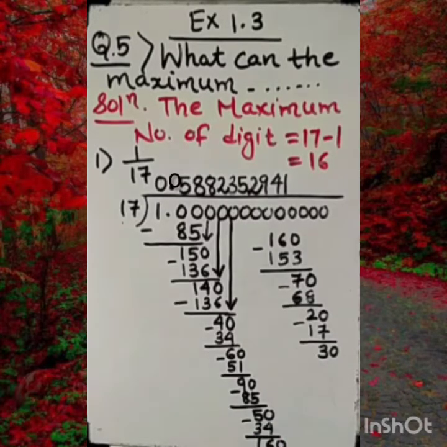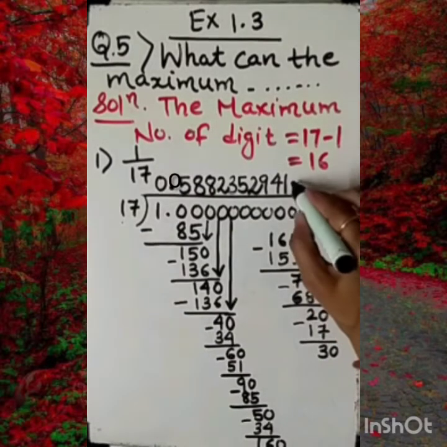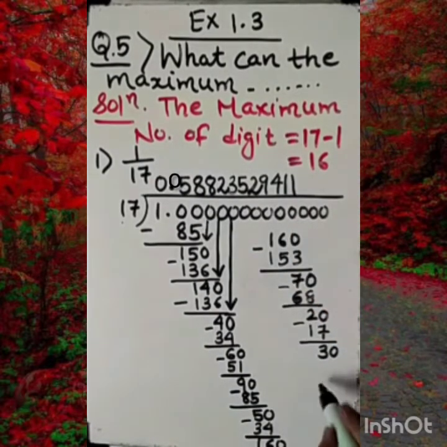So here it will be 30 now. Now again 17 1s are 17. Why? Because 17 2s are 34, which is bigger than that. And 30 minus 17 gives the result 13. 1 3 13. Let's add 0 again.